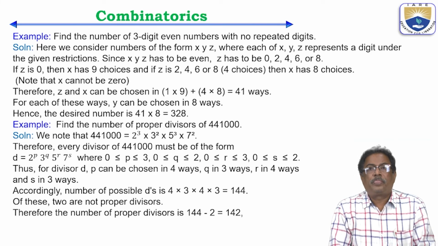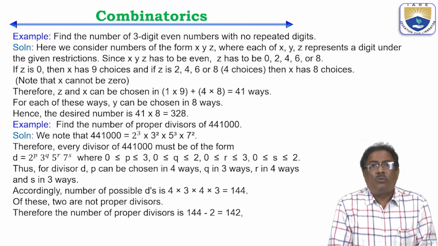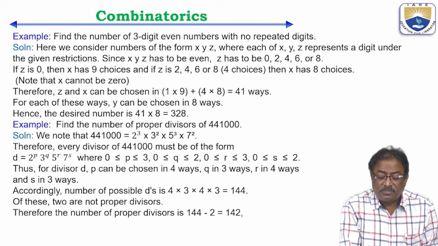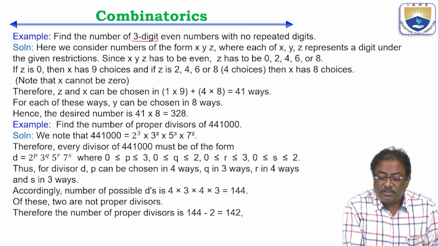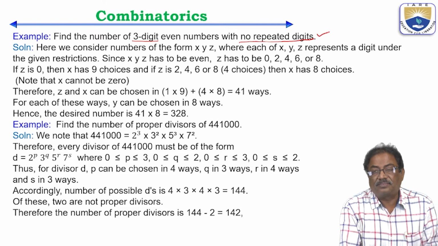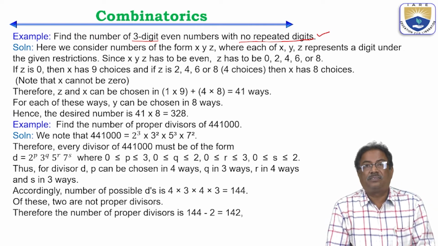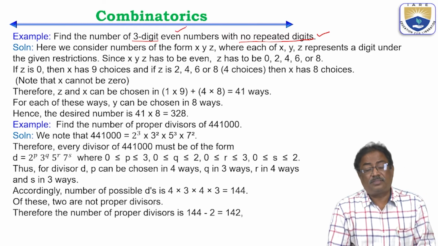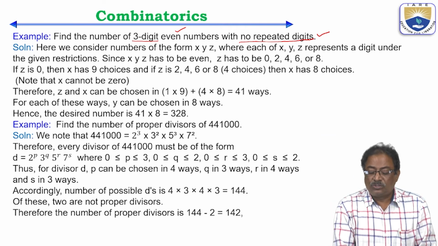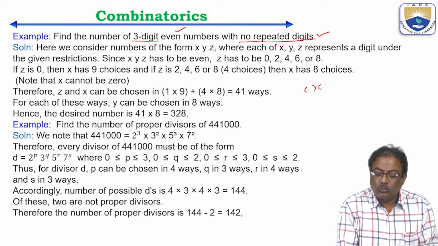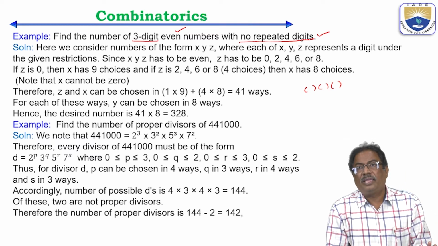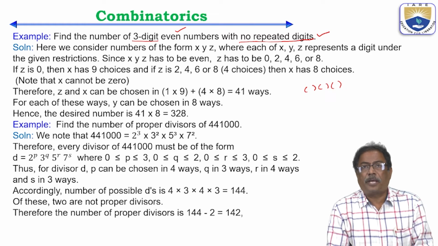Now let us go for the other example. Find the number of 3-digit even numbers with no repeated digits. So I have to find 3-digit even numbers, where all the digits occupy even numbers, and at the same time, repetitions are not possible.